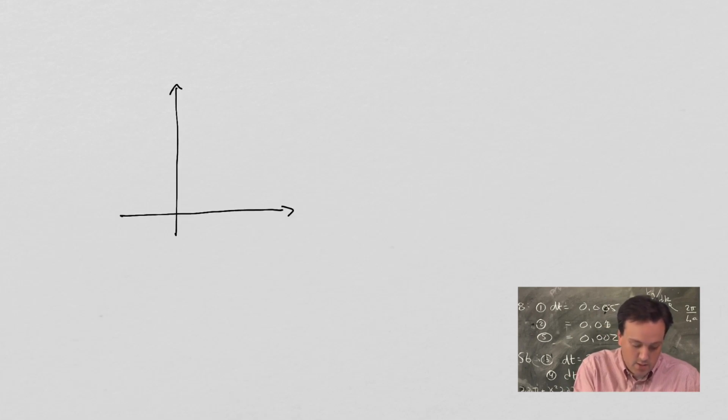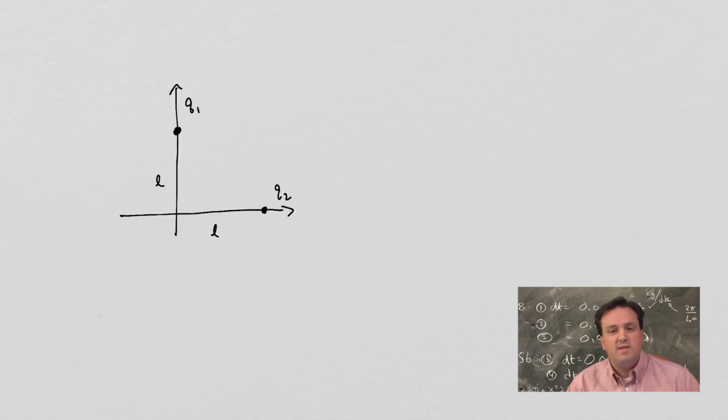So let's go back to the example that we just did. So I have my coordinate system, and I'm going to place one charge here, a distance L in the y direction. I'm going to place another charge here, a distance L in the x direction. I'm going to call this Q1, and I'm going to call this Q2. So let me see first if I can construct the quantities that I'm interested in.